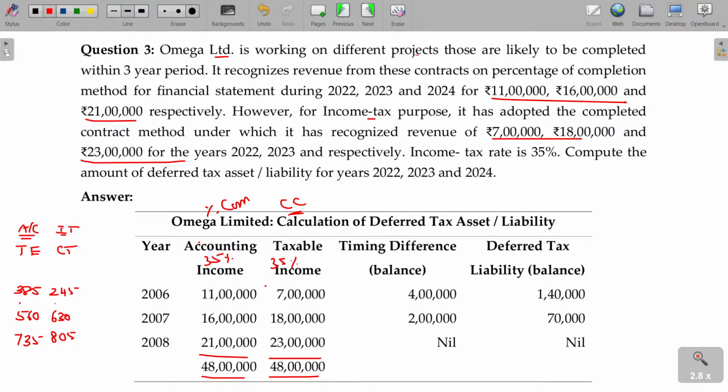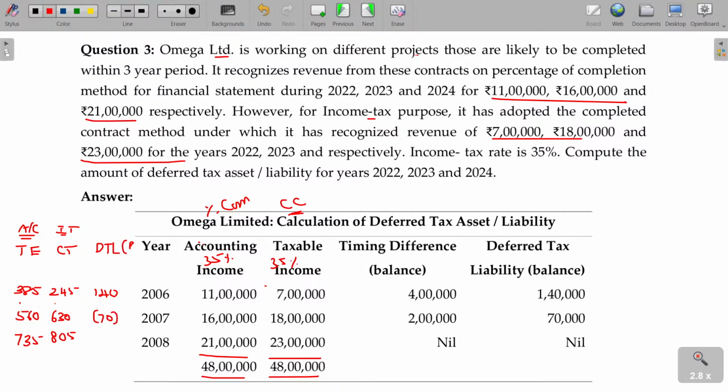385 you have to pay, but you paid lesser. Then what happens? As you pay lesser, you have to pay later on. DTL arises. How much? 140 arises. Next year, on 560 only you have to pay, but you have to pay 630 for taxation purposes. As you are paying 70 rupees excess, it is nothing but reversing the liability. Okay. DTL reversal.